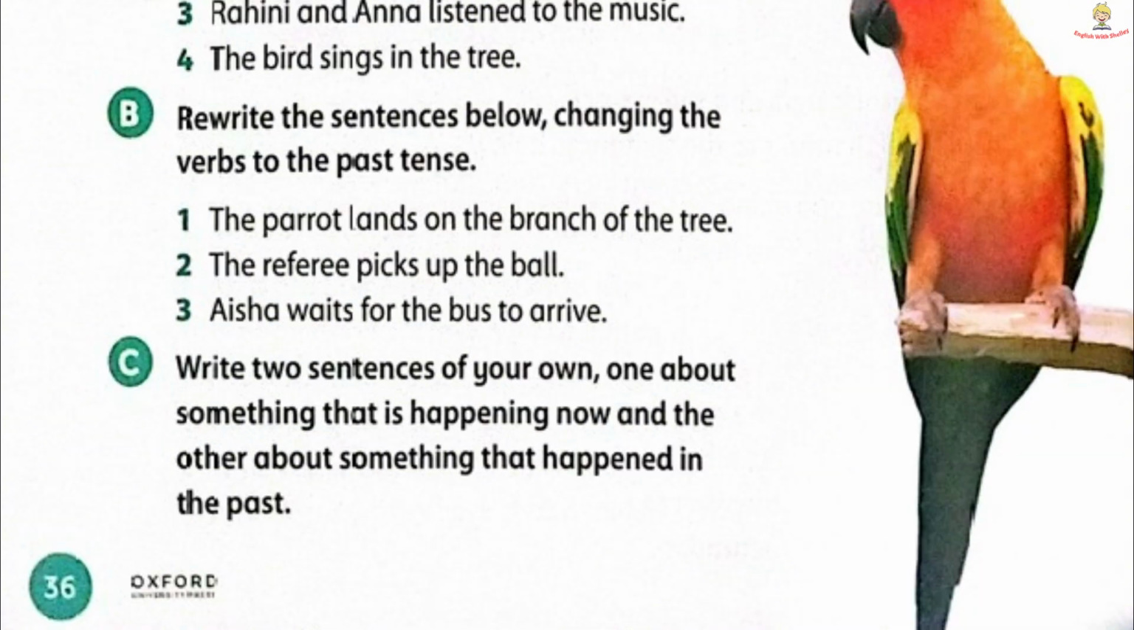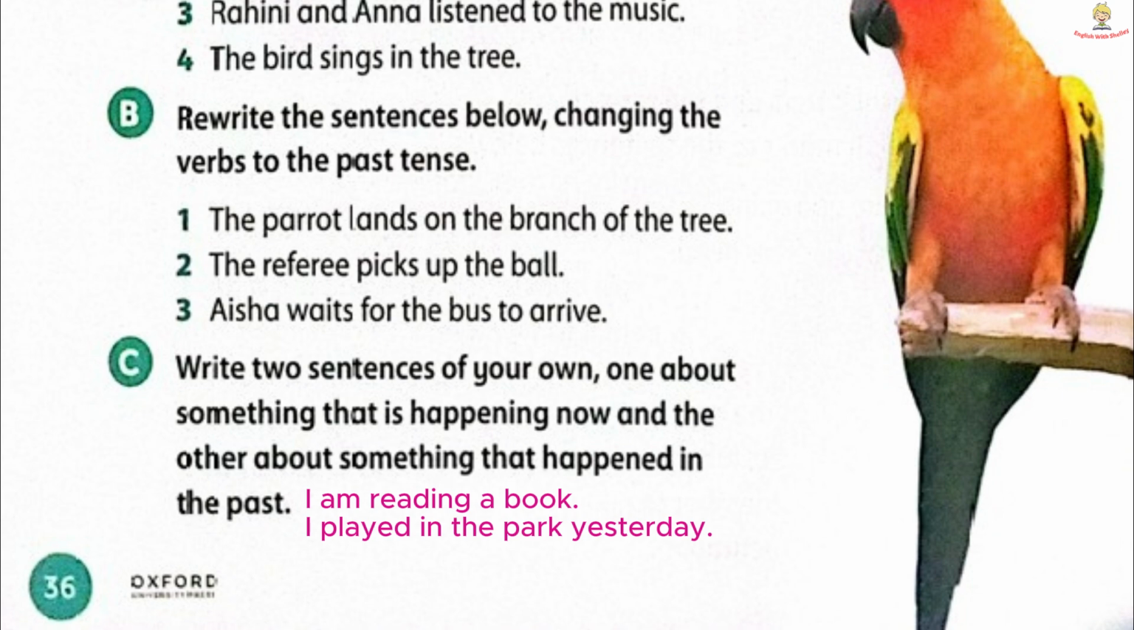Part C. Write two sentences of your own, one about something that is happening now and the other about something that happened in the past. So you have to write two sentences, one in present tense and one in past tense. So here are the sentences. I am reading a book. I played in the park yesterday.